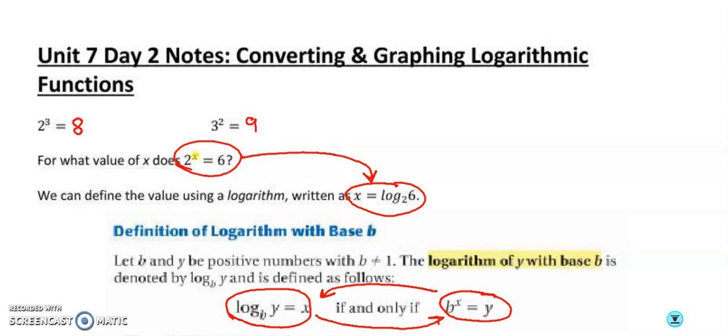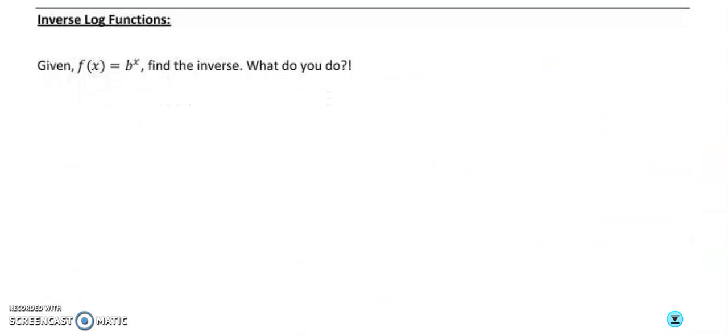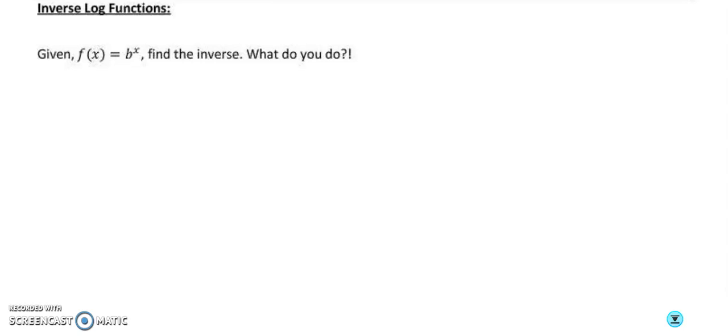In our last video of our Unit 7 Day 2 log notes, we covered how to convert the logarithmic function into exponential function and practice evaluating those log functions. Today, we're going to fast forward a little bit in this next video to the inverse of log functions.